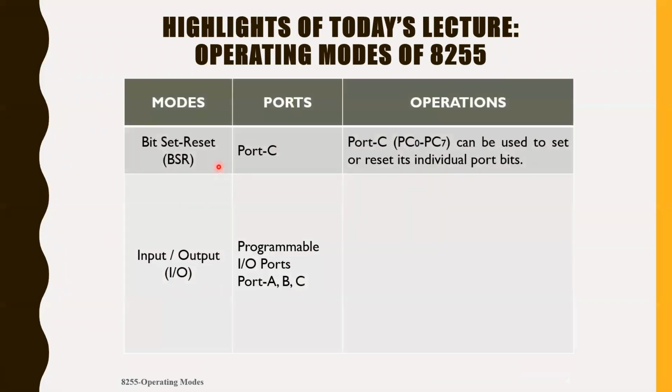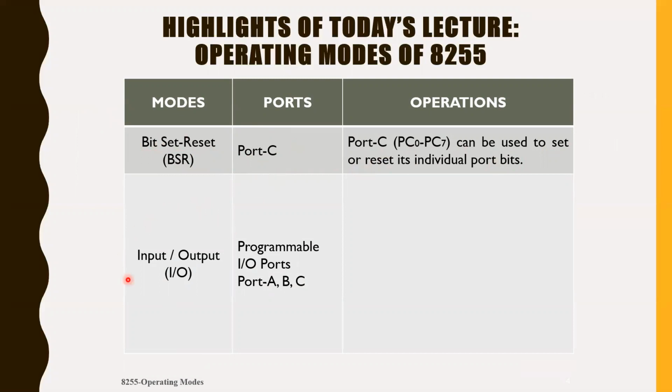8255 supports two operating modes. Mode 1, that is the BSR mode, bit set and reset mode. It is used to configure port C. As I told you earlier, port C is of 8 bit. So the 8 bits of port C can either be set or reset. Now, who will set or reset the port C bits? That we will see later on in this lecture.